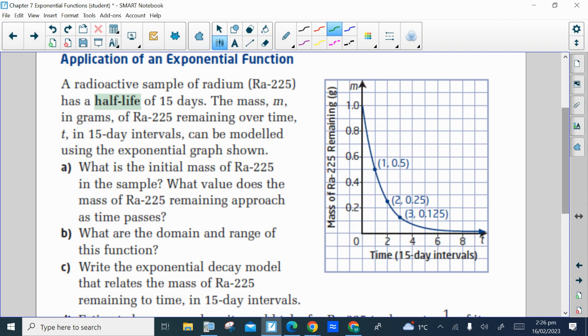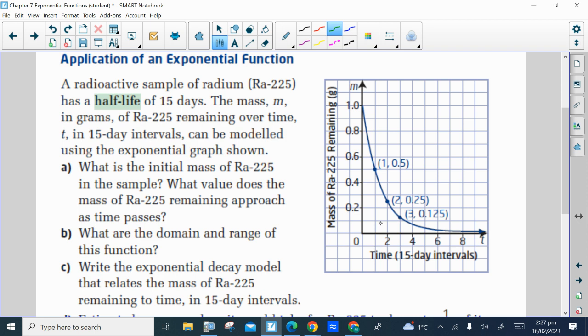It'll never be 0. So it's true that there would get to a point where the sample is so small that you may not be able to detect it, depending on what you're using. However, there will still be a trace of it there. So the mass m in grams of this radium remaining over time, t in 15-day intervals, can be modeled using the exponential graph shown.